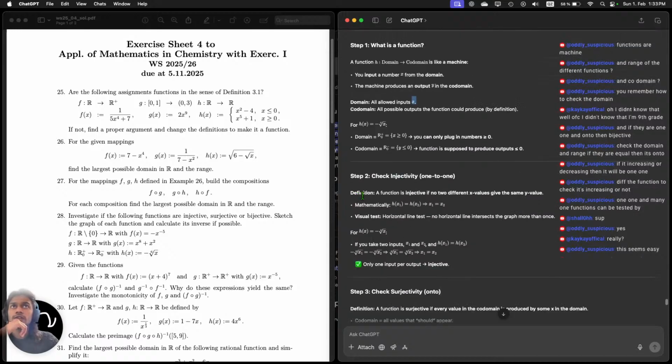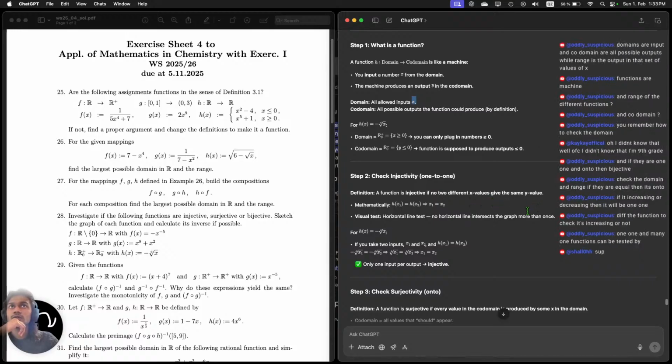Check injectivity. A function is injective if no two different x values give the same y value. I kind of agree on this, right? If you give one value, you're going to get a value that won't be repeated. If you take two inputs, okay.